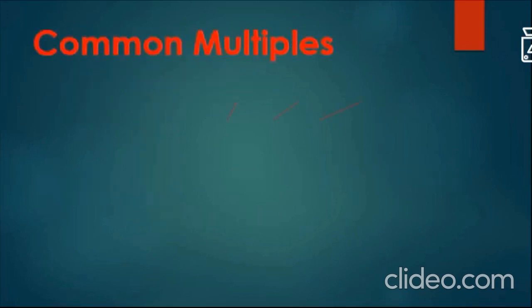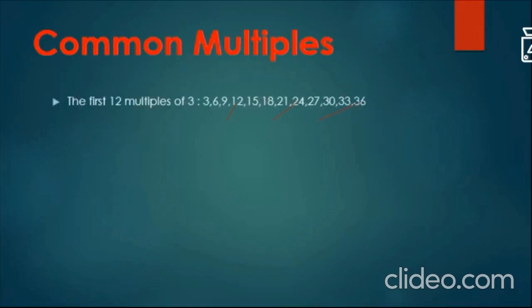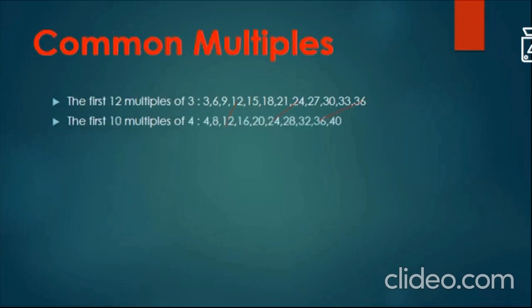Now common multiples. Which are the common multiples? Let us see. Common, this word shows there are some multiples which are common. For example, the first 12 multiples of 3: 3, 6, 9, 12, 15, 18, 21, 24, 27, 30, 33, 36. These are the multiples of 3. The first 10 multiples of 4: 4, 8, 12, 16, 20, 24, 28, 32, 36 and 40. These are the 10 multiples of 4.